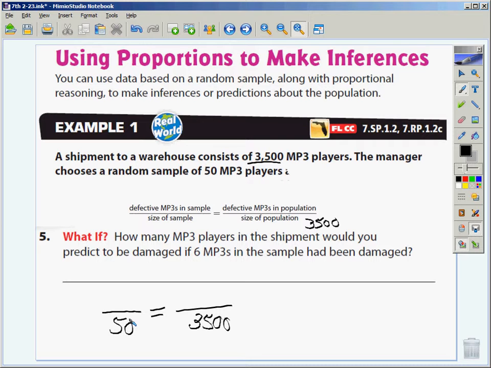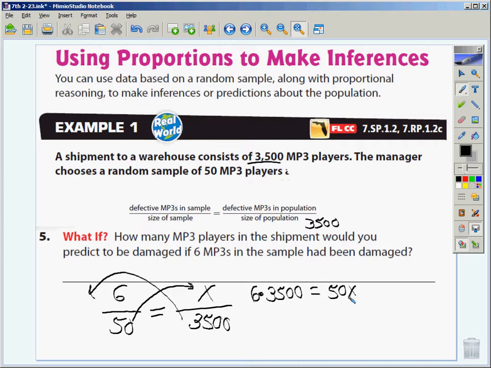How many defective is there in the population? Do we know? No. In the population. That's what we don't know. How many are defective in the sample? 6. Everybody remember working with proportions earlier this year? Yes. How did we do these? Anybody remember? Very good. Cross multiply. We're going to take 6 times 3,500 is equal to 50 times x.